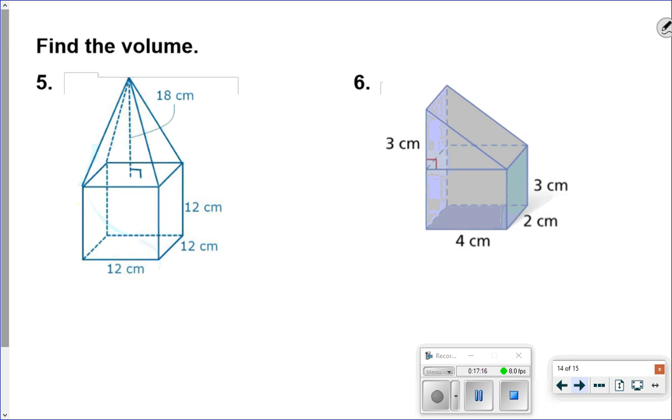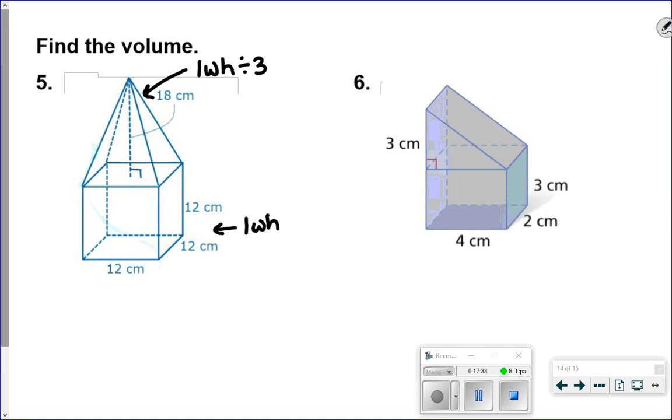So for 5, on this first part, this pyramid up at the top, we're going to do length times width times height divided by 3. For the cube here, it's a type of rectangular prism. We use the rectangular prism formula: length times width times height.